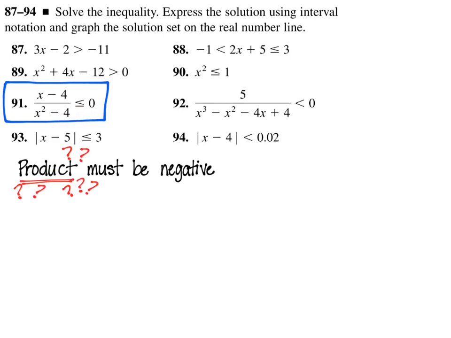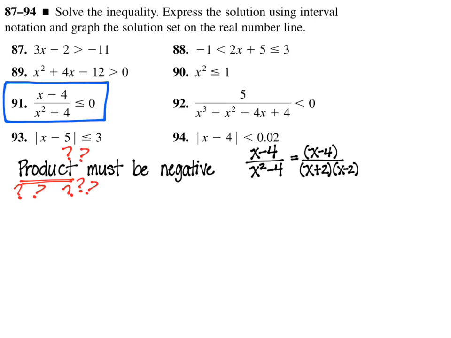Now you might be saying, what do you mean by product? I don't see a product there. You see a division problem, you see a fraction. But it really is a product. Remember how we say there's no such thing as subtraction, it's just adding a negative. Well, there's no such thing as division, it's just multiplying the reciprocal.